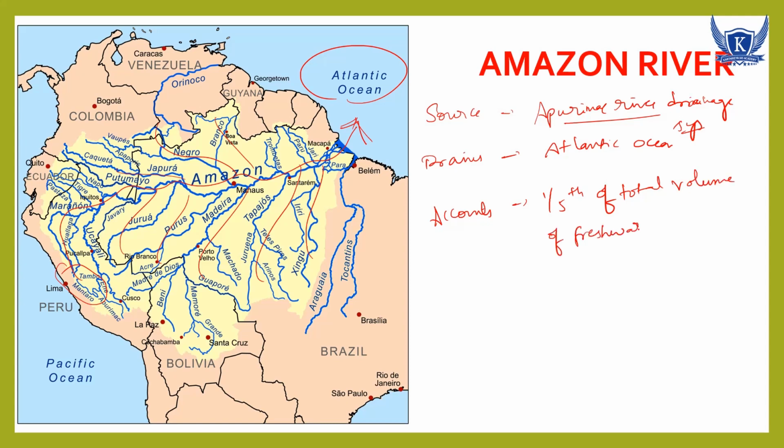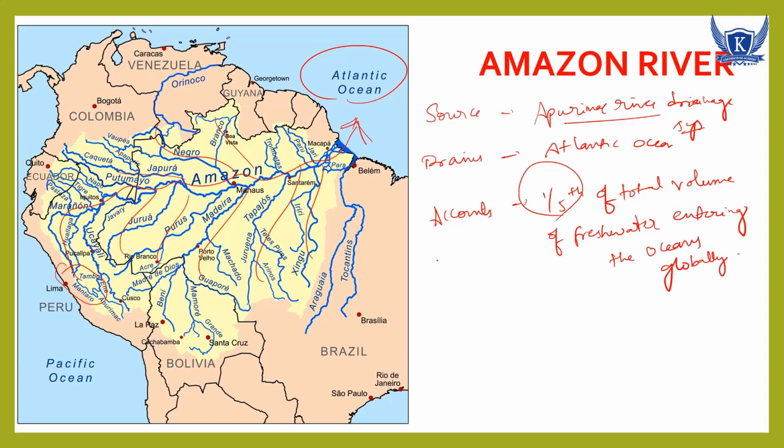We know that many freshwater rivers will be adding water into the oceans. So here, if you see the whole amount of water which is entering globally, only this river Amazon is accounting for 1/5 of the total volume which is entering the oceans globally.